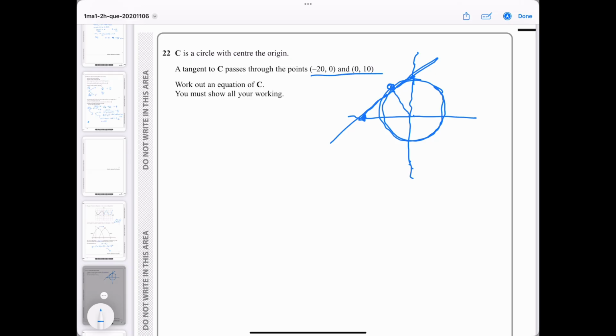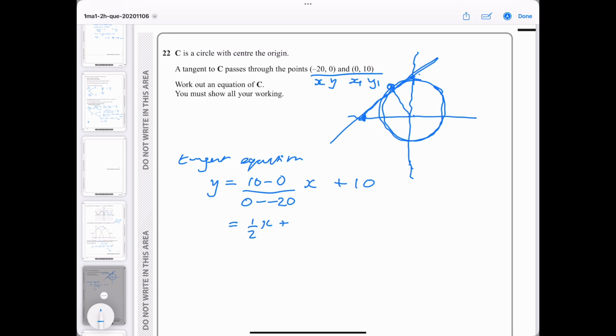So let's find the tangent's equation. It will be y equals, if we make that x and we make that y, x1 and y1, so it's going to be (10 minus 0) over (0 minus minus 20) times x, and then plus, because it goes through that one, 10. So that's 10 over 20, which is half x, plus 10. Okay, so that's that bit done first.